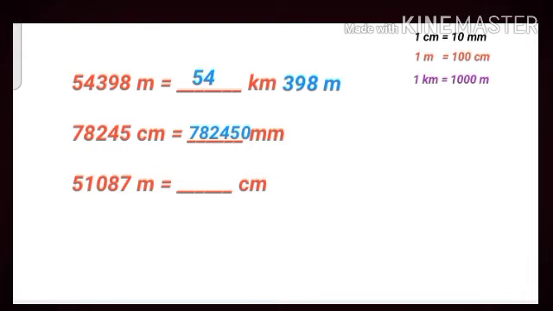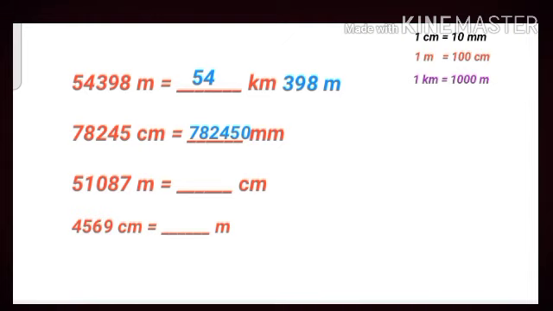Now we can come to the next one. 51,087 meter equal to dash centimeter. Now you can think about this. Meter, centimeter. So how can we do it? It's the biggest unit to the smallest unit. Biggest to smallest. So that is very easy, no? Is it multiplication or division? Yes, that is multiplication. You can do it by yourself.